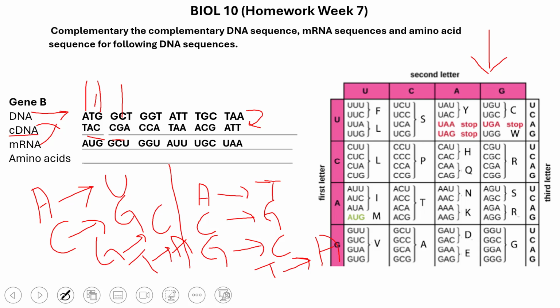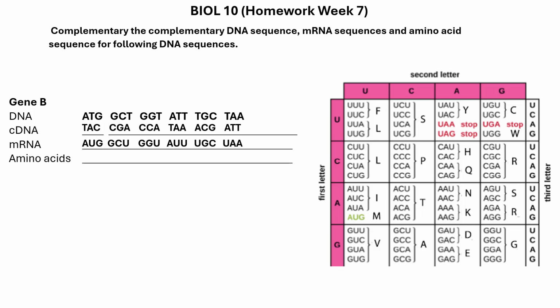So here you see that where you had T, you get an A, where you had A, you get a U, where you had C, you get a G, and wherever you have a G, like for example here or here, you get a C in the RNA sequence. Okay, so now we have our mRNA sequence ready. Now we will look at the amino acid sequence. For that, you need this chart.